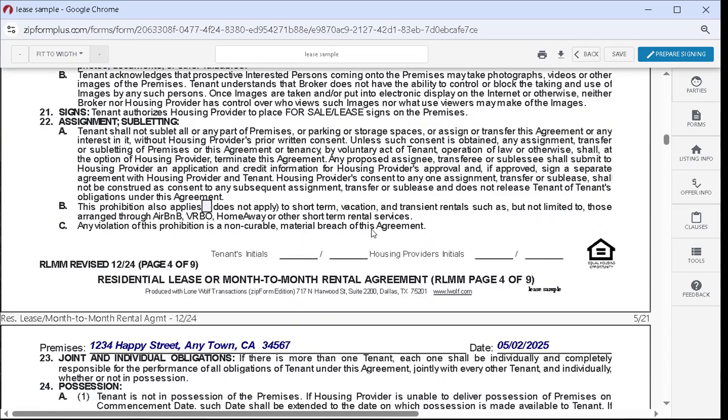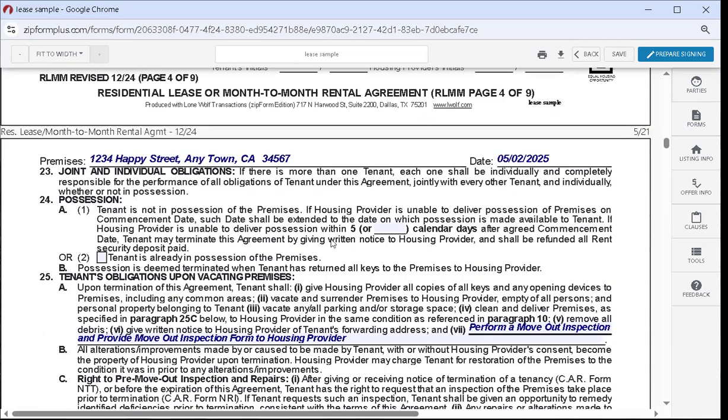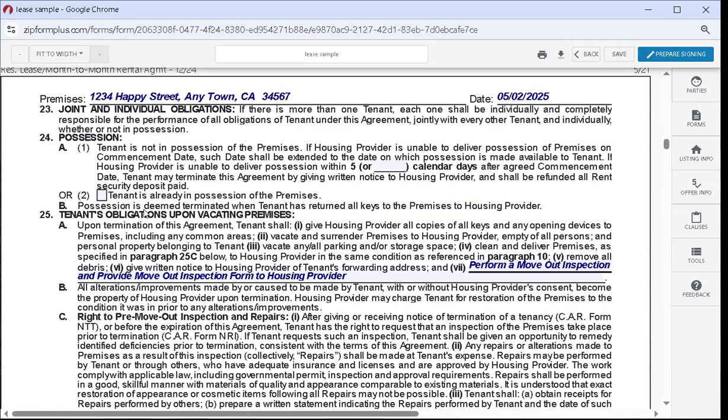Any of the things you're filling in are things you can have a discussion about. So the tenant's obligation on 25A, I also want to add, and I don't know why I wasn't doing it before, that the tenant will perform a move-out inspection, and they're going to provide the move-out inspection form to the housing provider. So when I give them the lease document, I'm also going to give them a move-out form and put a sticky on it or something, or email it to them.